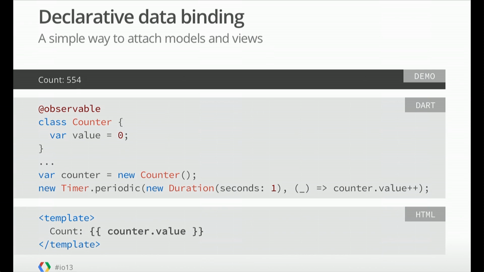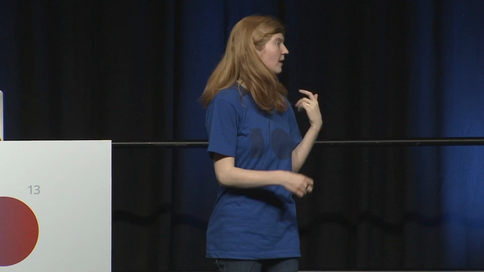That's it. We put in this little double mustache syntax. And this tells us that we want to bind the values. When value is incremented, we want to update the web page. And underneath the scenes, we take care of all the boilerplate of when to update the view and listening and so on, so you don't have to worry about this.